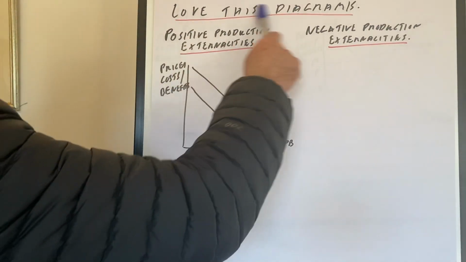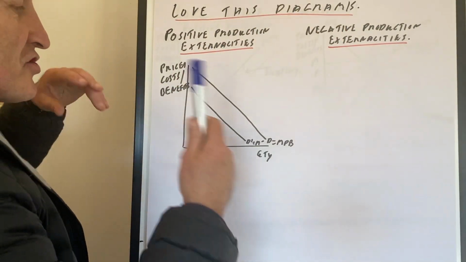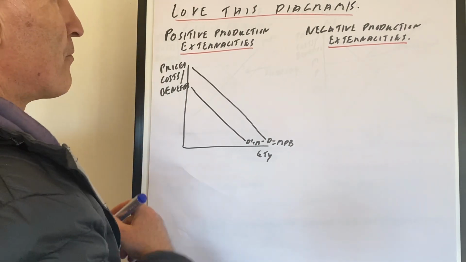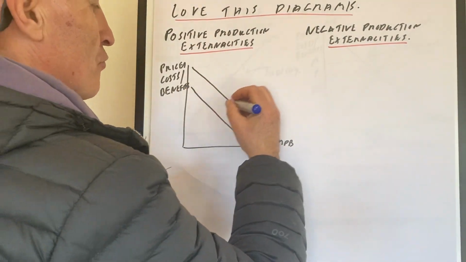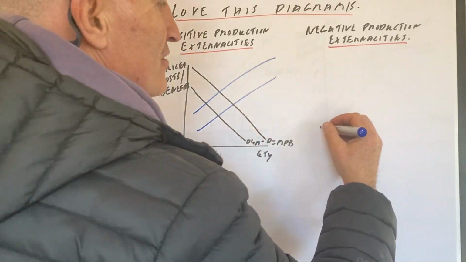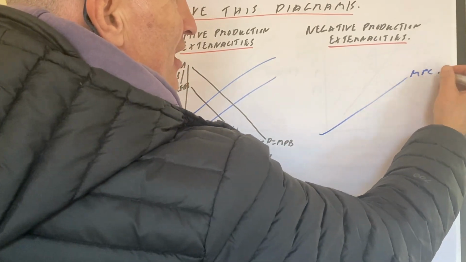Okay, love these diagrams. So I started to draw this and I completely messed up, because it's production, and if it's a production, what you should really do is that. So you have your MPC line, and then you work from this.